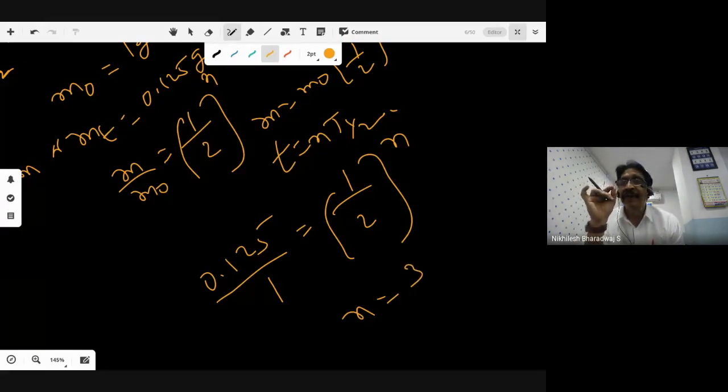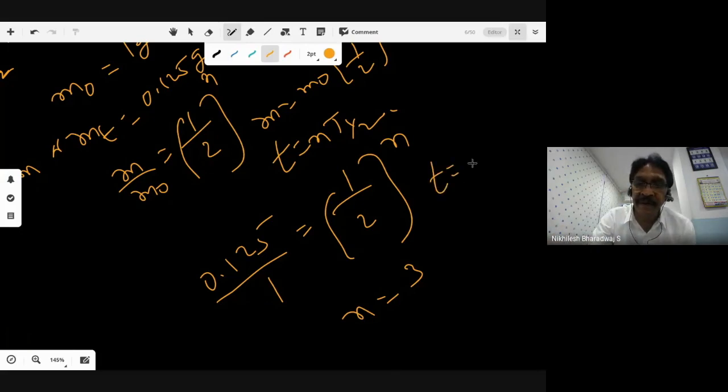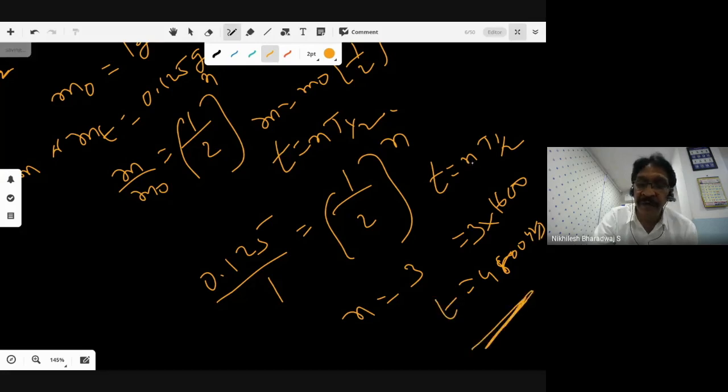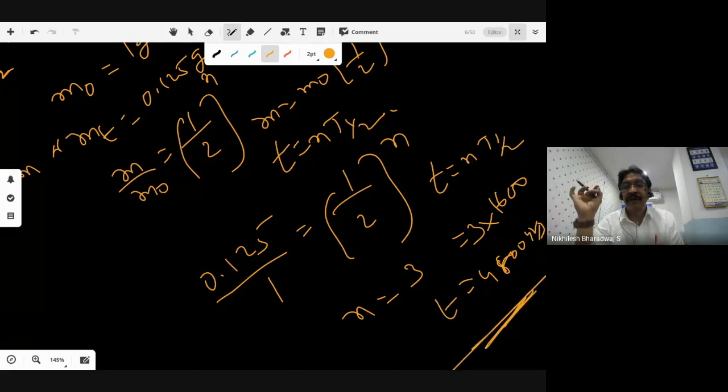Where n is the number of half-lives, T is equal to n into T half. N is 3, and T half is given as 1600 years. So that is 3 into 1600, which becomes 4,800 years. That means in 4,800 years, 1 gram of radium will become 0.125 gram.